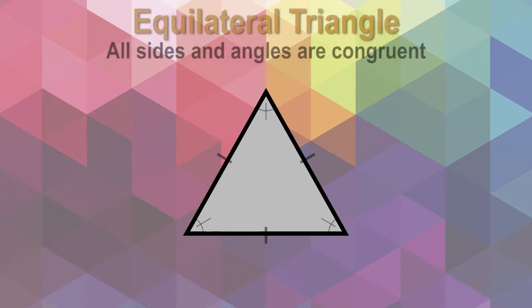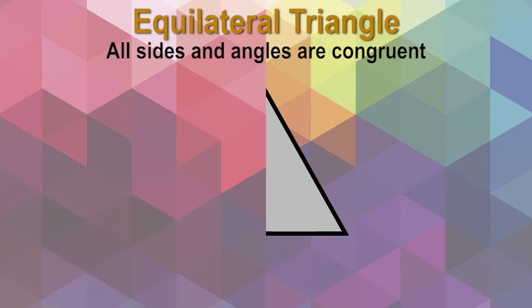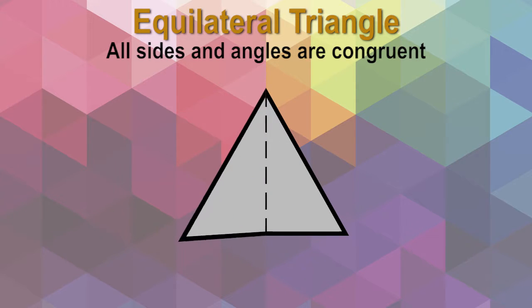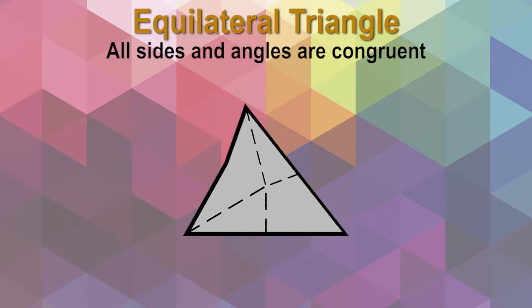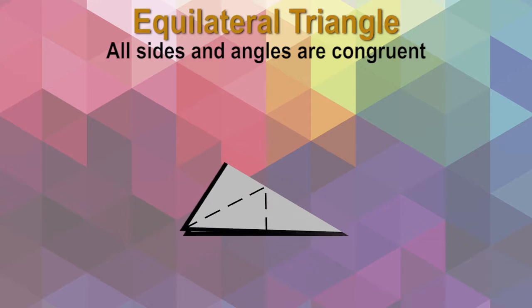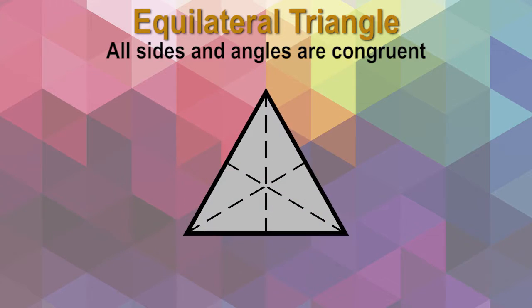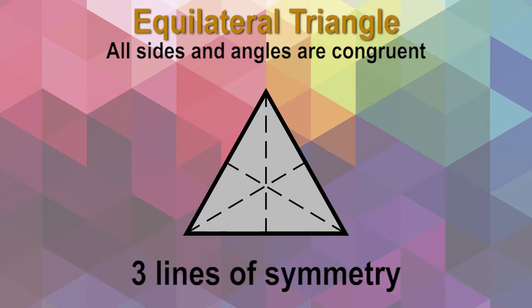Let's look at an equilateral triangle. All sides and angles are congruent on an equilateral triangle. Let's see if we can fold this shape so that one half is exactly the same as the other half. Then let's draw a line where we folded it. This line is called the line of symmetry. Let's try folding it again and again. Every time we fold the triangle so that each half is exactly the same as the other half, we have found another line of symmetry. We can say that the equilateral triangle has 3 lines of symmetry.